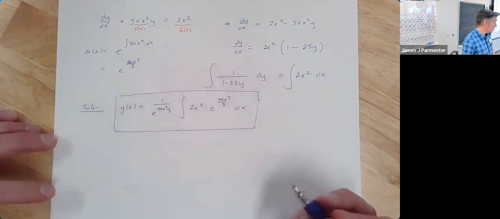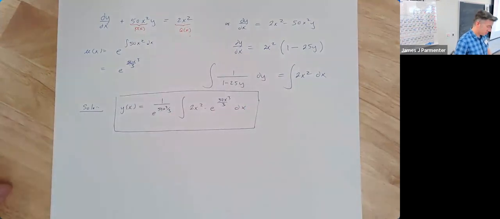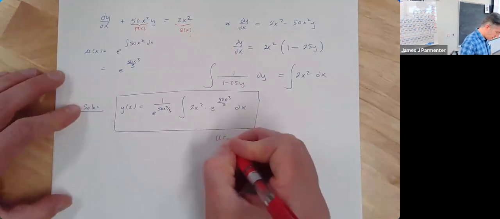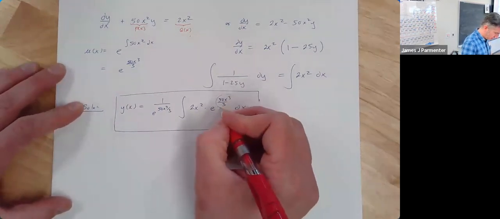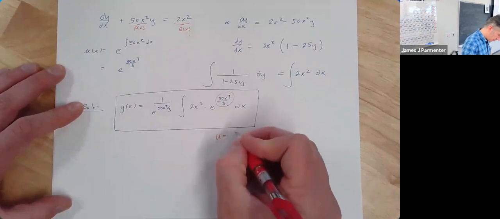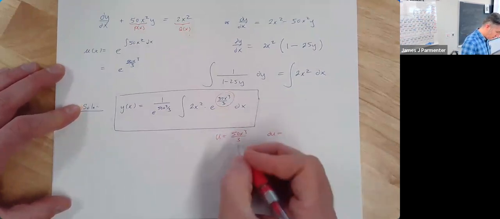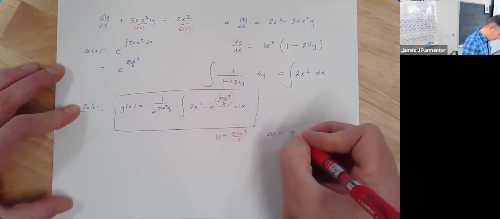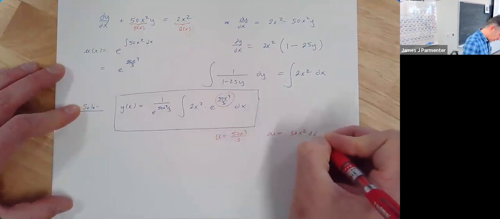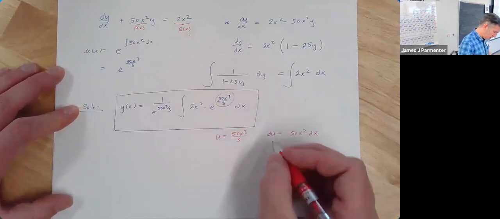Here, you would have to do a u sub to solve this. So you'd have to let u equal, I would probably let u equal the entire exponent there, 50x cubed over 3. My du would be the derivative, which is going to be 50x squared dx. I would divide both sides by 25.